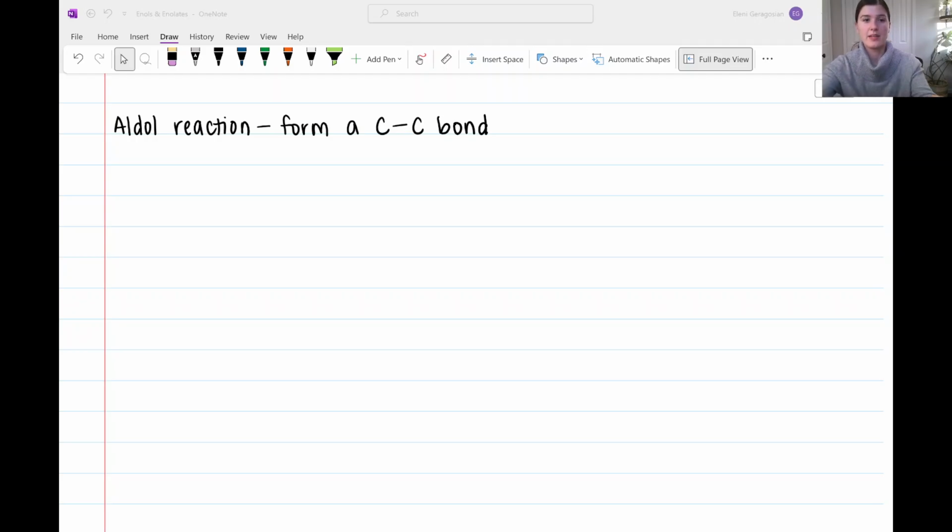Here we'll talk about the Aldol reaction. This is a reaction where we'll produce an enolate ion, and then that enolate ion will continue in the reaction. So the Aldol reaction, you could start with an aldehyde or a ketone.